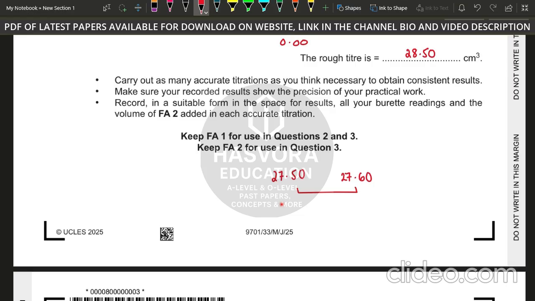But if I have no concordant result, for example, if I have 27.50 and the other is 27.80, then what I can do is amend the readings a little bit and make them concordant, like this. So that is how you are going to be taking the values: you take the average of the values that are concordant.